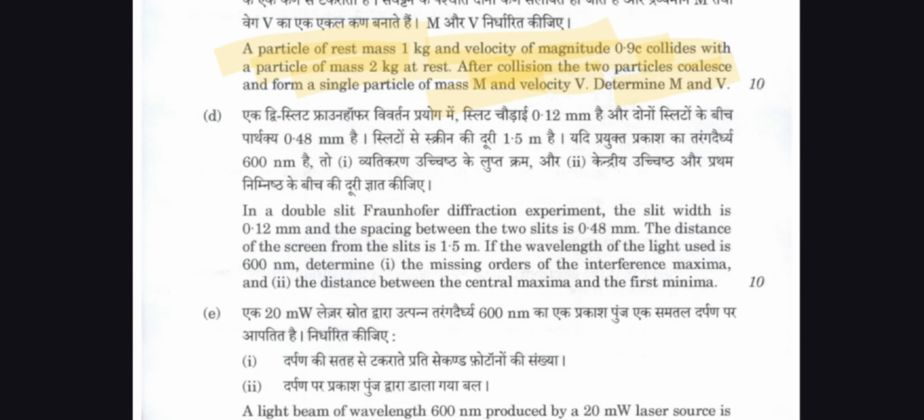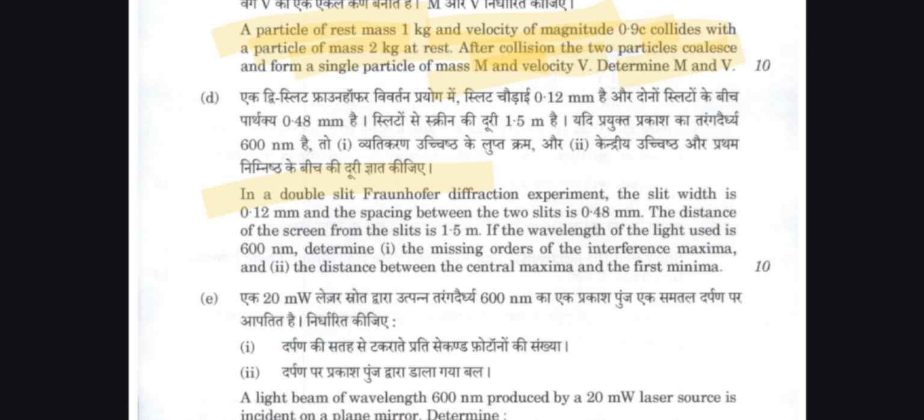In question number D: in a double slit Fraunhofer diffraction experiment, the slit width is 0.12 micrometers and the spacing between the two slits is 0.48 millimeter. The distance of the screen from the slit is 1.5 meter. If the wavelength of the light used is 600 nanometer, determine first the missing order of the interference maximum, and second the distance between the center maxima and the first minima.